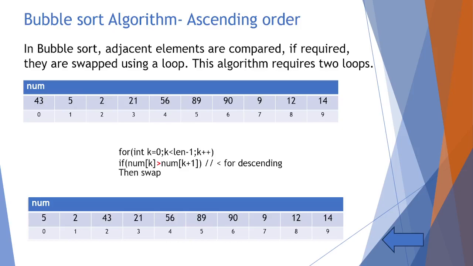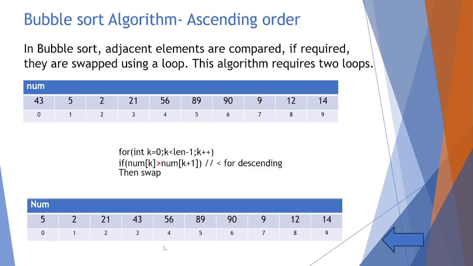Now k plus plus. So 43 and 21 get compared. See this array below. Is 43 greater than 21? Yes, swap. So 21 and 43 are swapped. Again, 43 and 56 are compared. Is it greater? No swapping. Then 56, k plus plus. Is 56 greater than 89? No swapping. k plus plus.